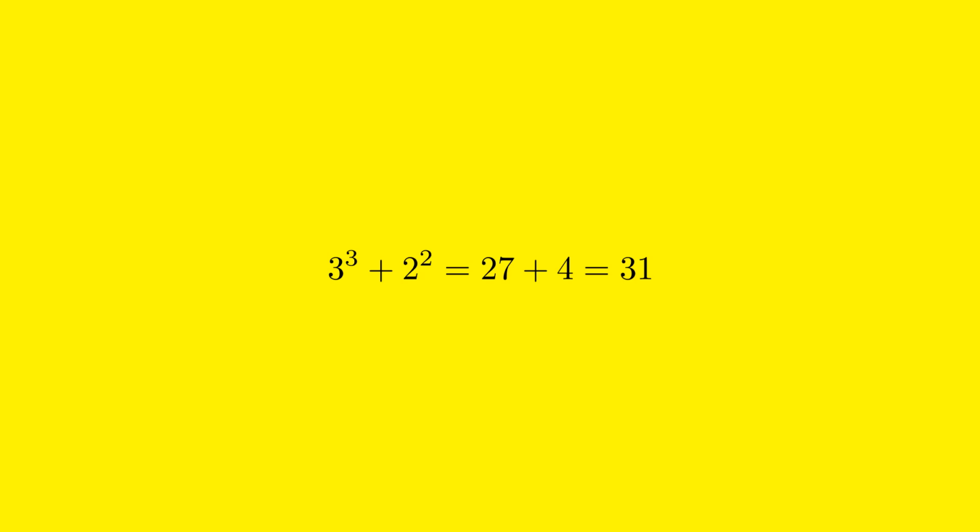At this point, the original complex expression with exponents has been fully simplified. The simplest form of the expression 3 raised to the third power plus 2 raised to the second power is 31. This is the final step in solving the problem. We successfully simplified the integer exponent problem to the integer 31.